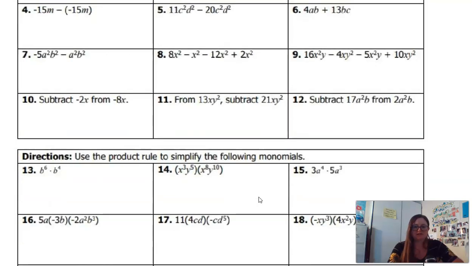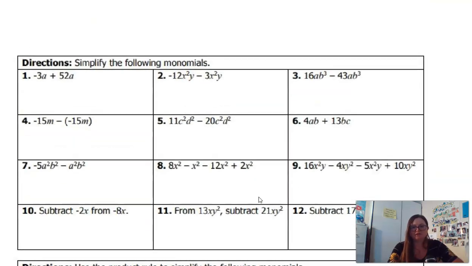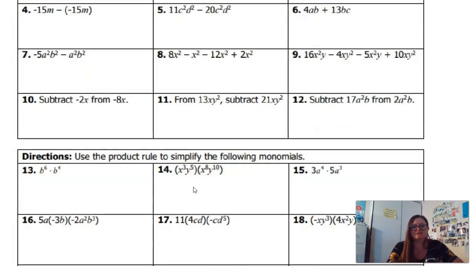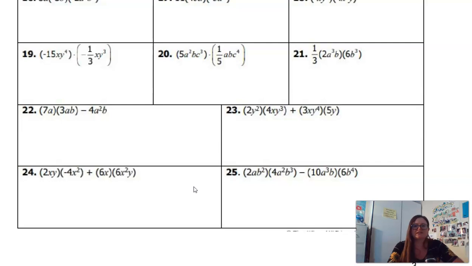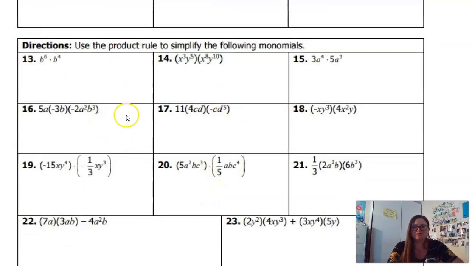So you either would fill it out on your computer, or you could fill it out on a piece of paper and take a picture of it and text it to me. But either way, this is the practice you need to do for this section. Unfortunately, there's no great Delta Math on these problems, so I need you to do them on this paper.